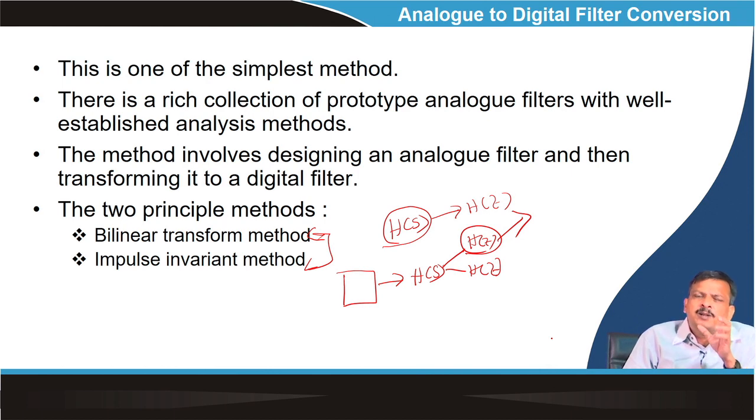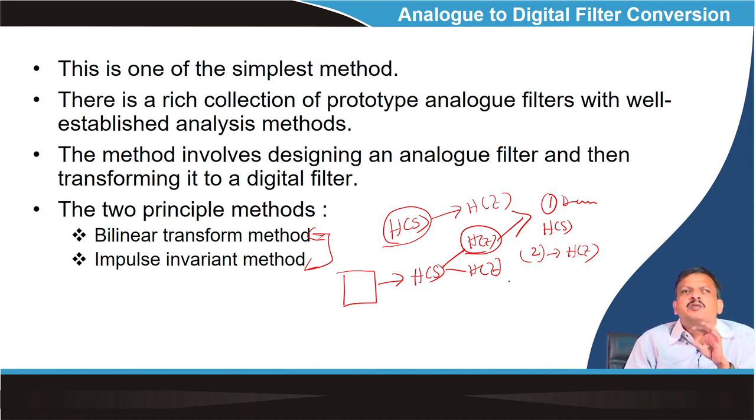So, the analog filter design method of IIR filter design is summarized in three basic points. One, design the desired analog filter and derive the transfer function H of S. Two, convert H of S to H of Z. Step 3, once you get H of Z, implement it on the computer using structure 1 or structure 2 methods.